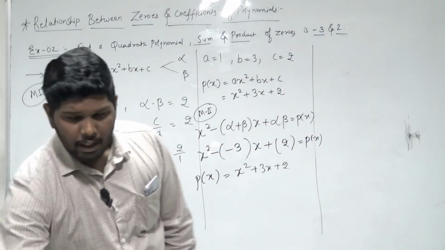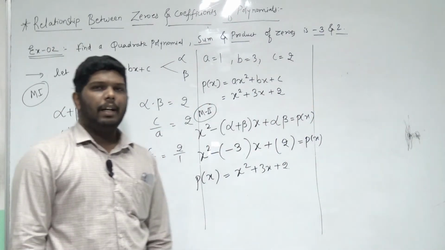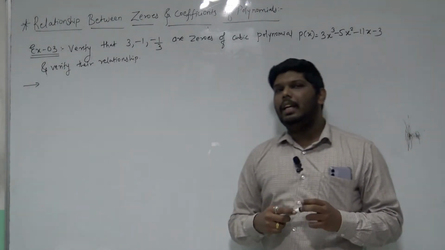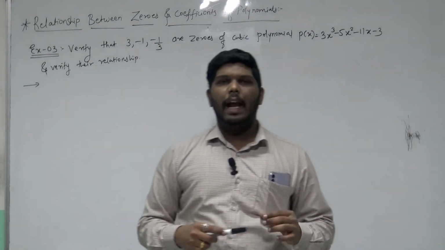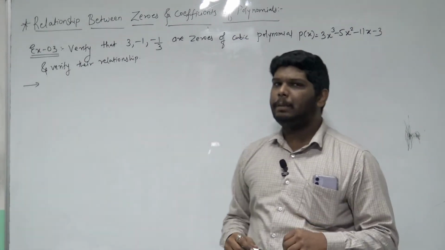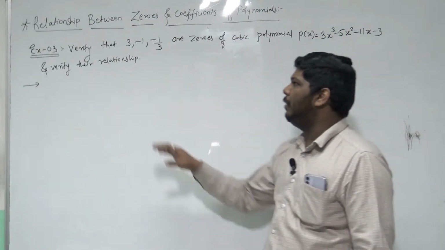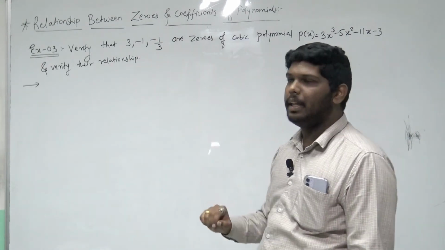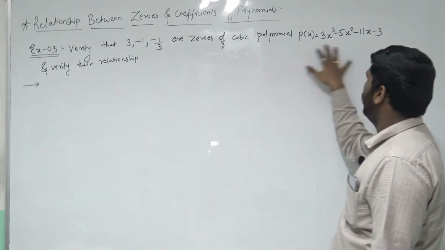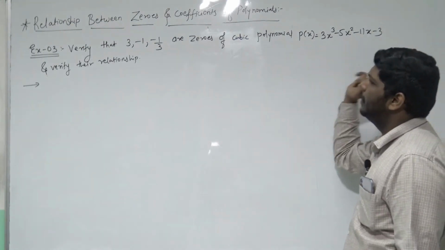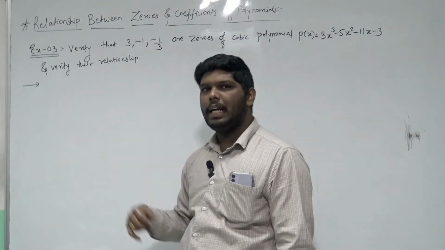Now let us move on to the next example. Example number 3 is based on cubic polynomial, okay, and such type of example can be expected for 3 marks or maximum 4 marks. Okay, so here what is given? Verify that 3, minus 1, minus 1 by 3 are the zeros of this cubic polynomial, correct. P of x is given to us, and also we have to verify their relationship.